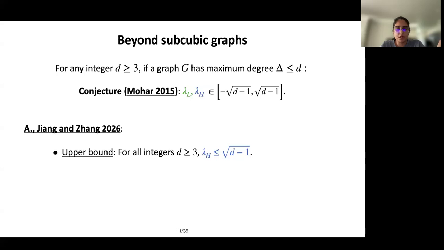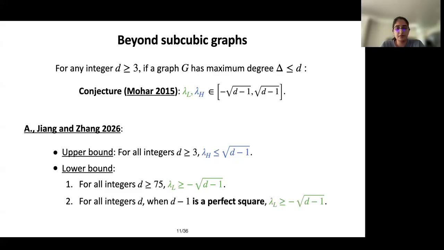But the lower bound we can show for partial cases. That is, we can show that the lower bound holds for all d greater than or equal to 75, for all integers d where d minus 1 is a perfect square. So this includes cases which are also smaller than 75, for example, d equal to 5, and for some special graphs which are triangle free. So irrespective of what d is, if my graph is triangle free, I can show that lambda L is greater than or equal to minus square root of d minus 1.